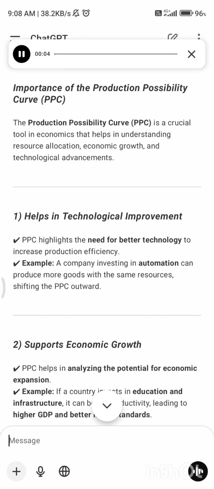The production possibility curve, PPC, is a crucial tool in economics that helps in understanding resource allocation, economic growth, and technological advancements.